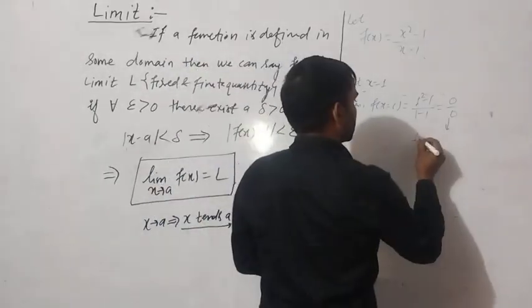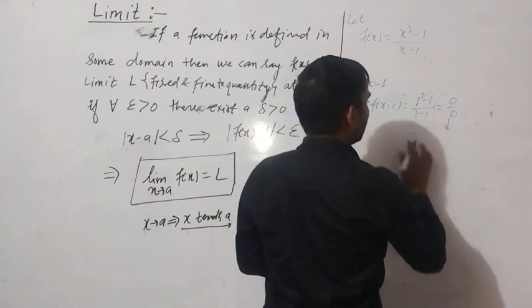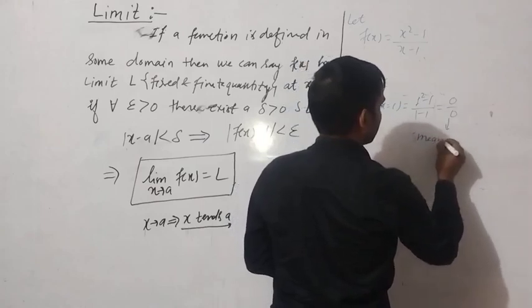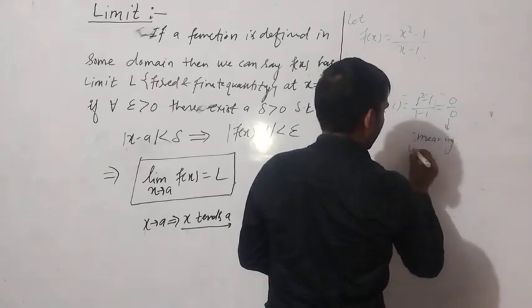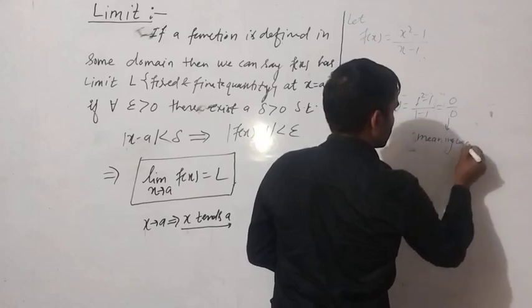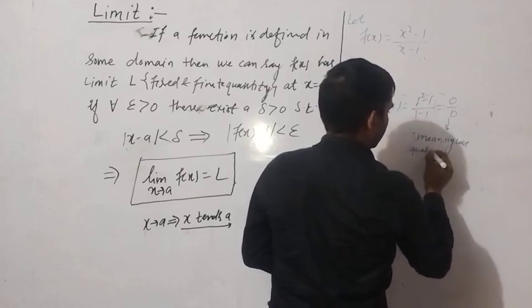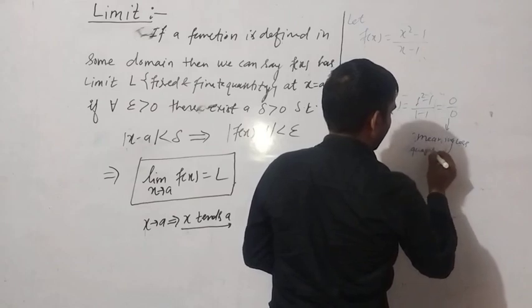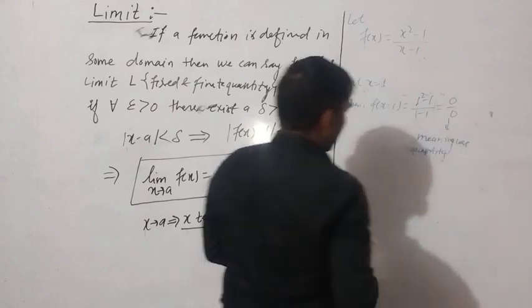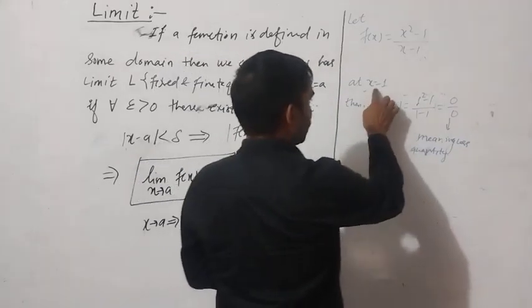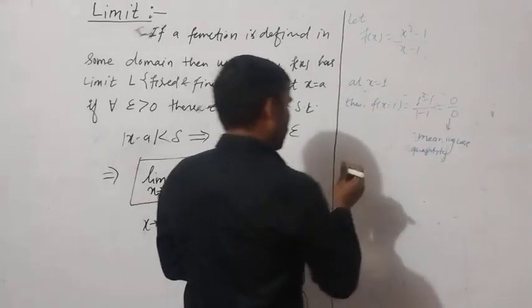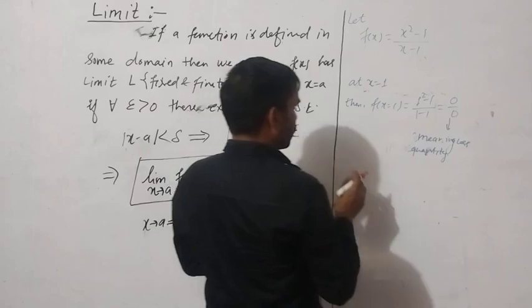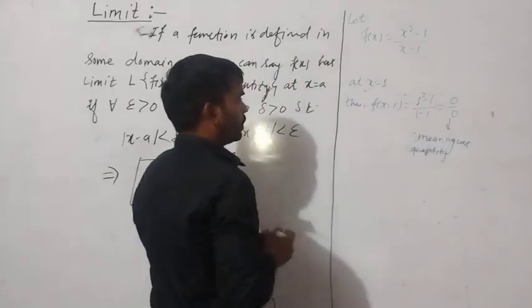Okay, so for now we can say that this is a meaningless quantity. Okay, so for x equal to 1, we can say that this function gives a meaningless quantity. But what about if we take some closer value to 1 but not exactly 1?